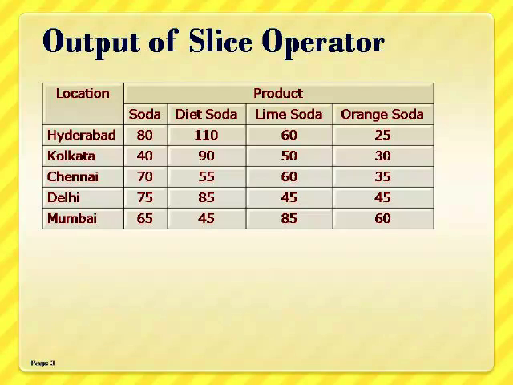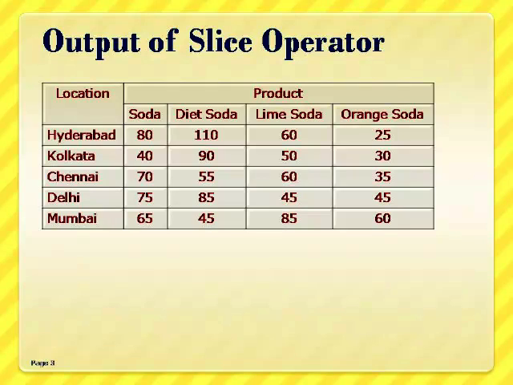For example, the slide shows the individual values of total sales for each product over each location. If you observe here, there are 4 different kinds of products and 5 locations. So on 1/1/2009 in Hyderabad, the total sales of the type soda product is 80. Similarly, for the product type soda in Hyderabad it is 110. Similarly, for lime soda it is 60. For orange soda it is 2.